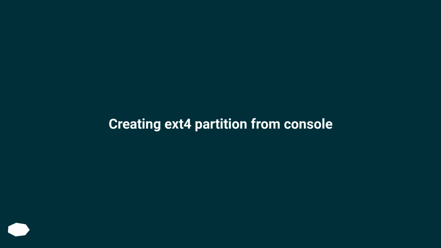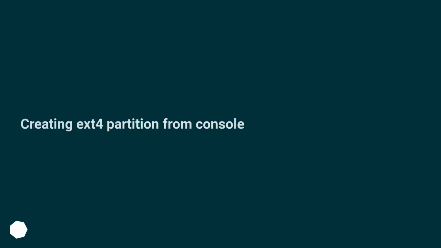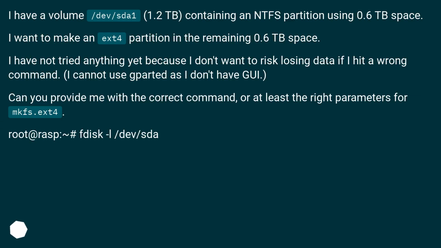Creating an ext4 partition from the console. I have a volume /dev/sda1, 1.2 TB, containing an NTFS partition using 0.6 TB of space. I want to make an ext4 partition in the remaining 0.6 TB space.